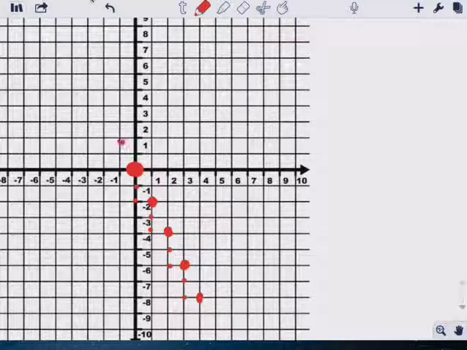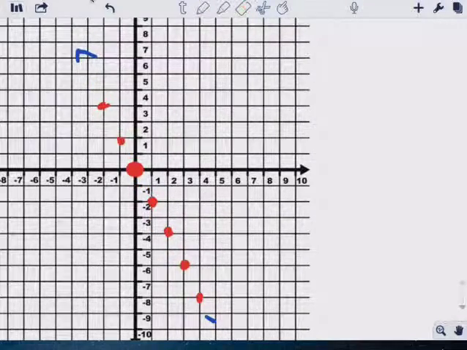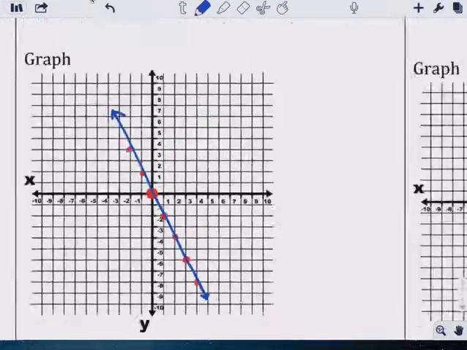If you run out of room, you go the opposite direction to line it up. Okay, and that is your line. And we can erase all the excessive dots that we don't need. Oops. Don't want to erase the line though.